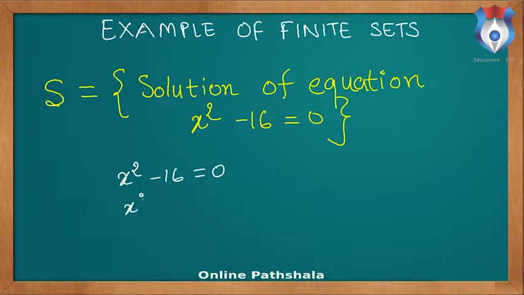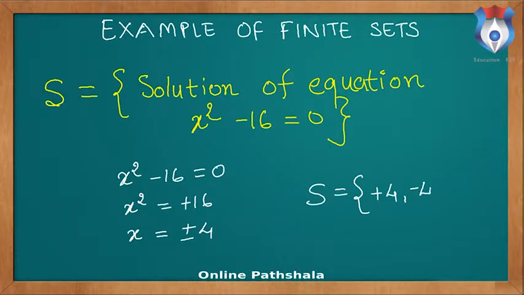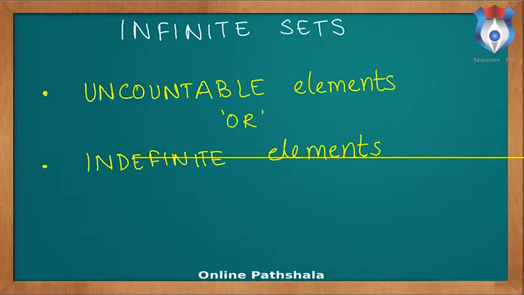Transposing the 16 towards the right hand side, we get a positive 16, and if we take the square root of both of the sides, we get x equals plus or minus 4. Therefore the set S consists of the elements plus 4 and minus 4, and therefore it is a finite set. 2 elements.